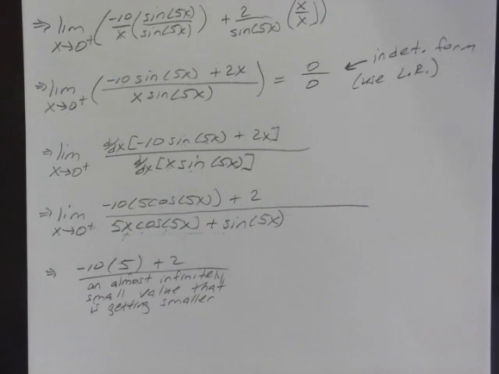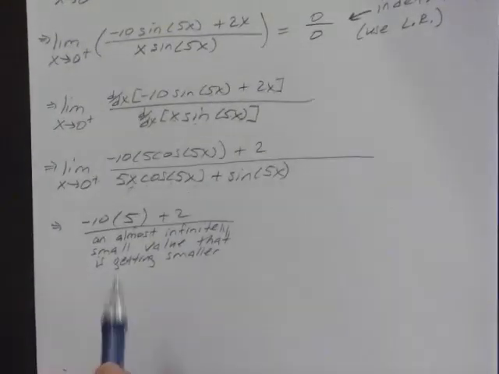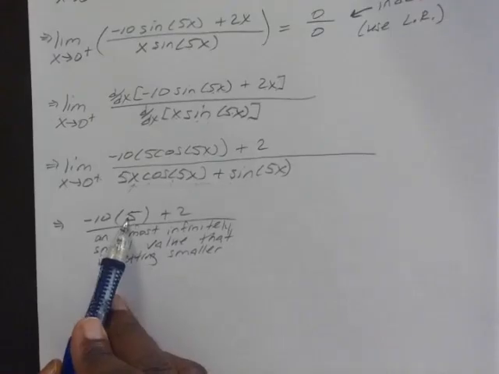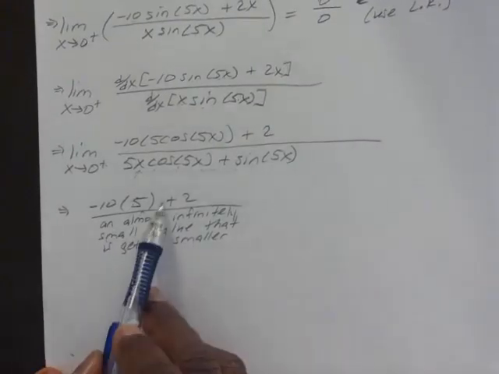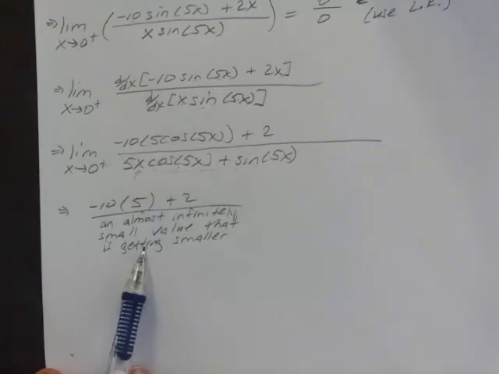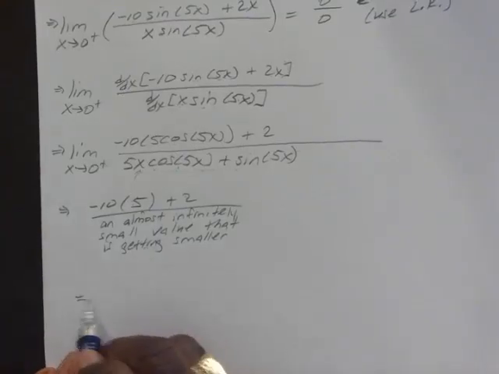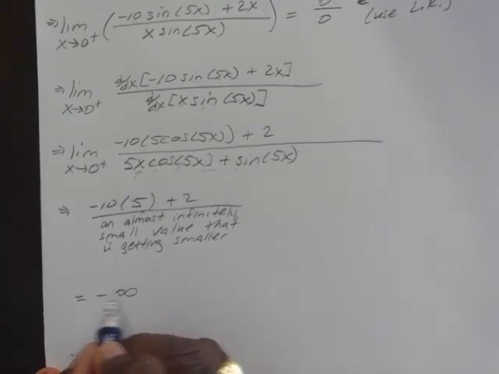Okay, so whenever you have a constant divided by a number getting smaller and smaller, steadily getting smaller by the second, and we know that, since this is -50 plus 2, that's going to be a negative number divided by a number getting smaller and smaller, but it's positive. So it's going to be negative infinity.